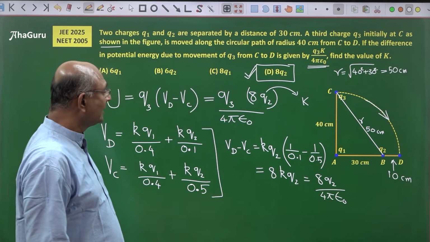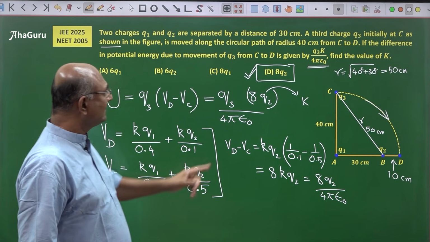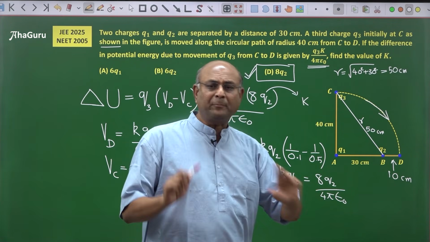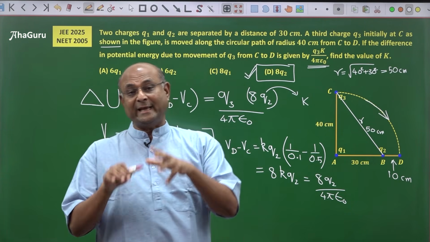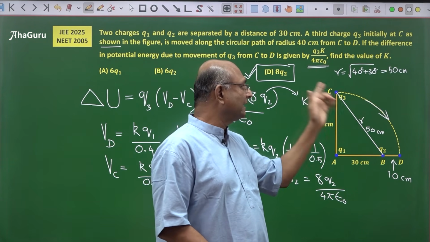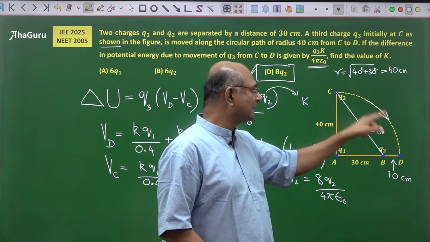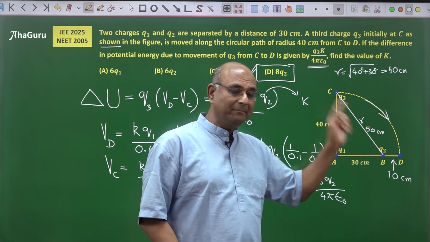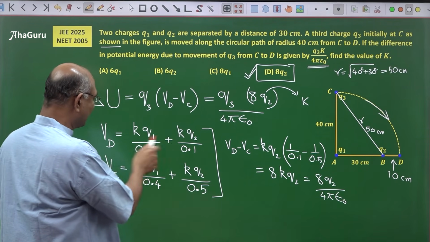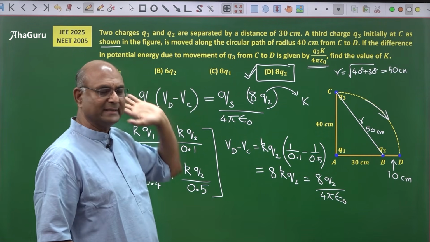So I hope it's clear. In this, basically we said that the change in the potential energy of the system is going to come because Q3 is moving, and change in the potential energy is basically Q3 times the potential there minus the potential here, final minus initial. So Q3 times VD minus VC. VD we can calculate, VC we can calculate, subtract, get the answer.